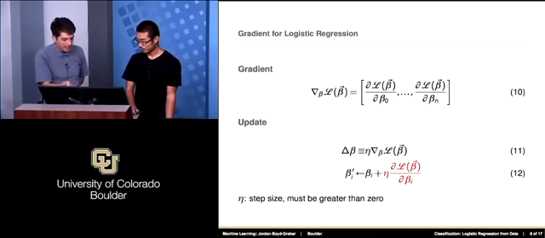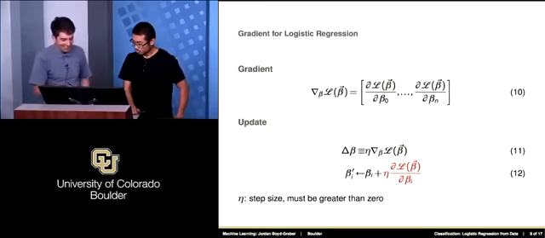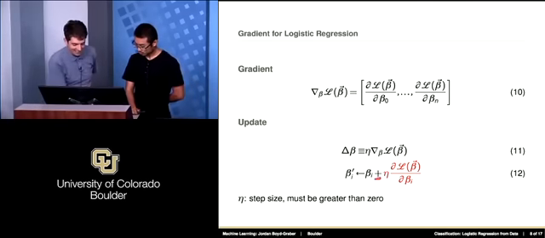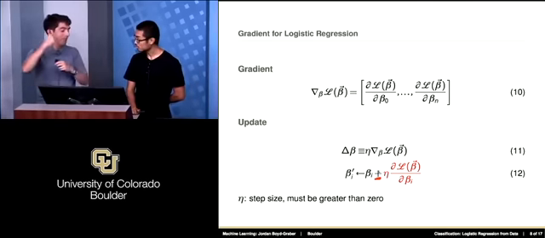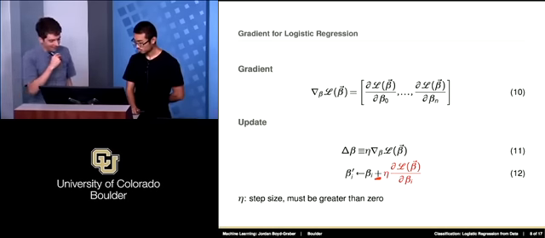And so eta is the step size. It must be greater than 0, unless you want to flip the direction that you're moving along the gradient.